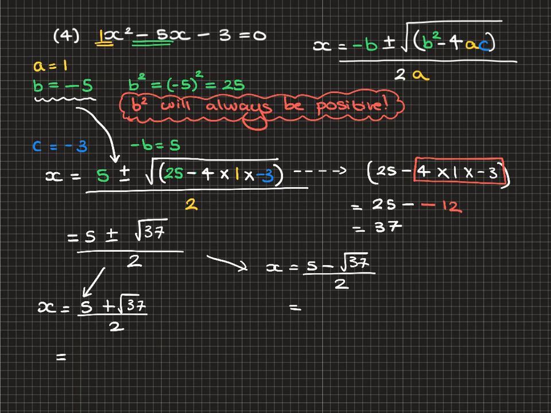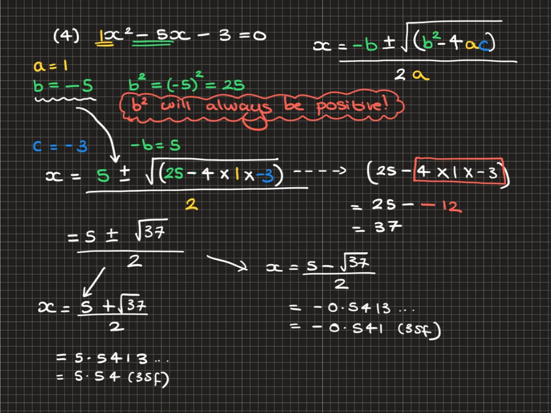So here are my answers. My first one is 5.5413, which simplifies to 5.54 to 3SF. And my second answer is minus 0.5413, which simplifies to negative 0.541 to 3SF.